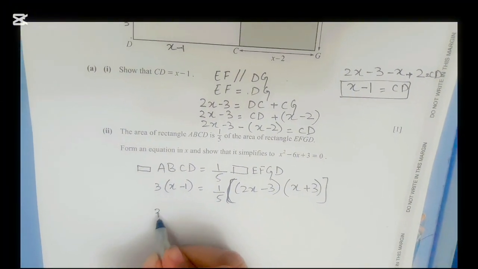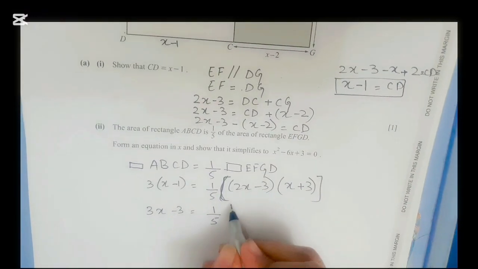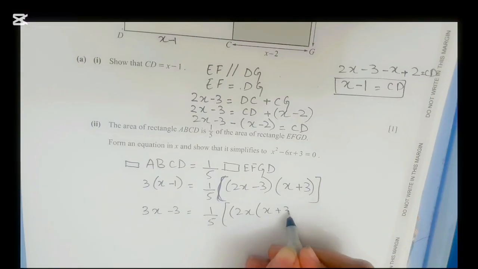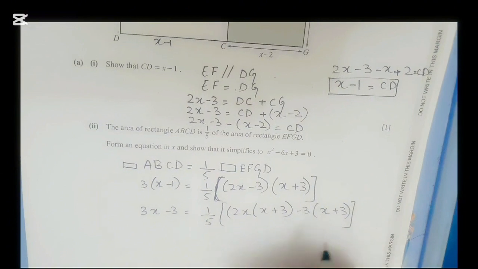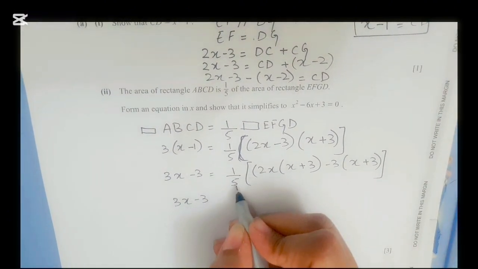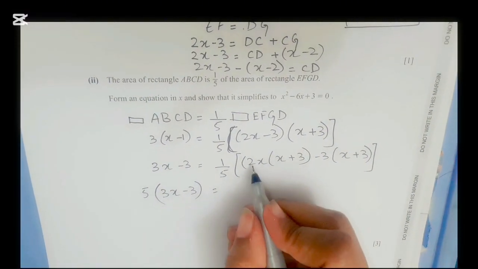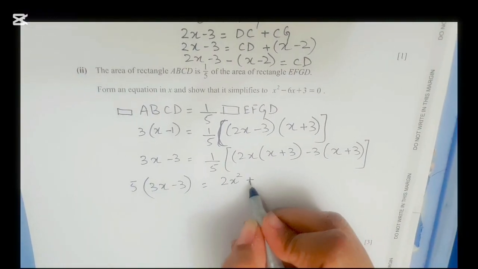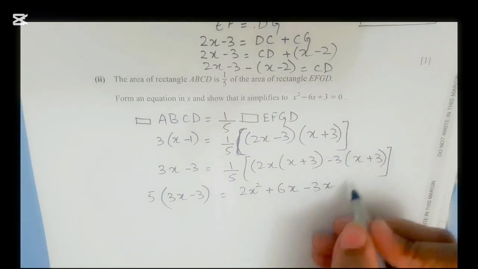Now I am solving. 3x minus 3 is equal to 1/5. Now open both brackets, 2x multiplied by x plus 3. Now minus 3 multiplied by x plus 3. So 3x minus 3, and you know that 1/5, 5 is dividing. If we shift to this side, it would multiply, equals 2x times x is 2x square, 2x times 3 is 6x, minus 3x, and minus 9.